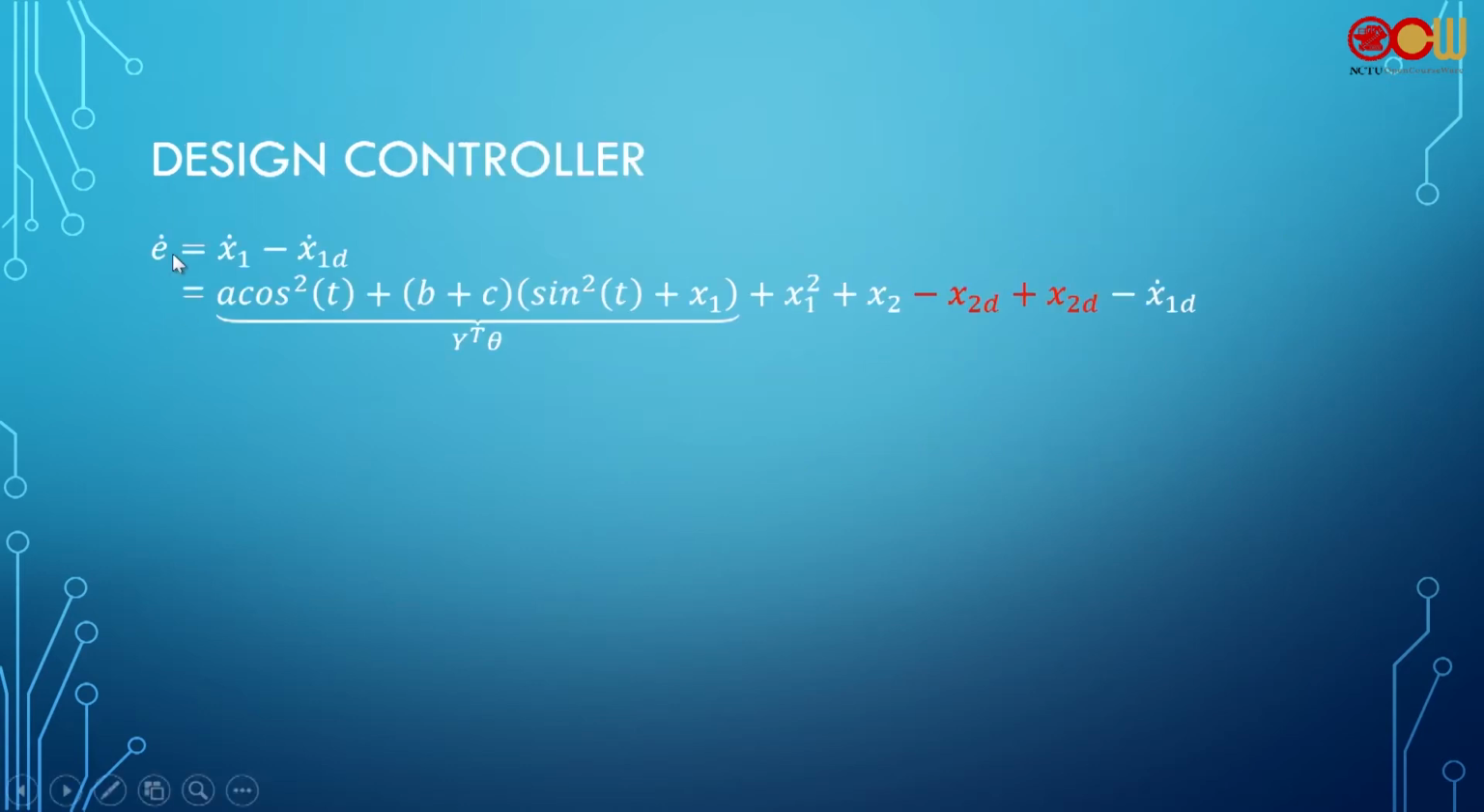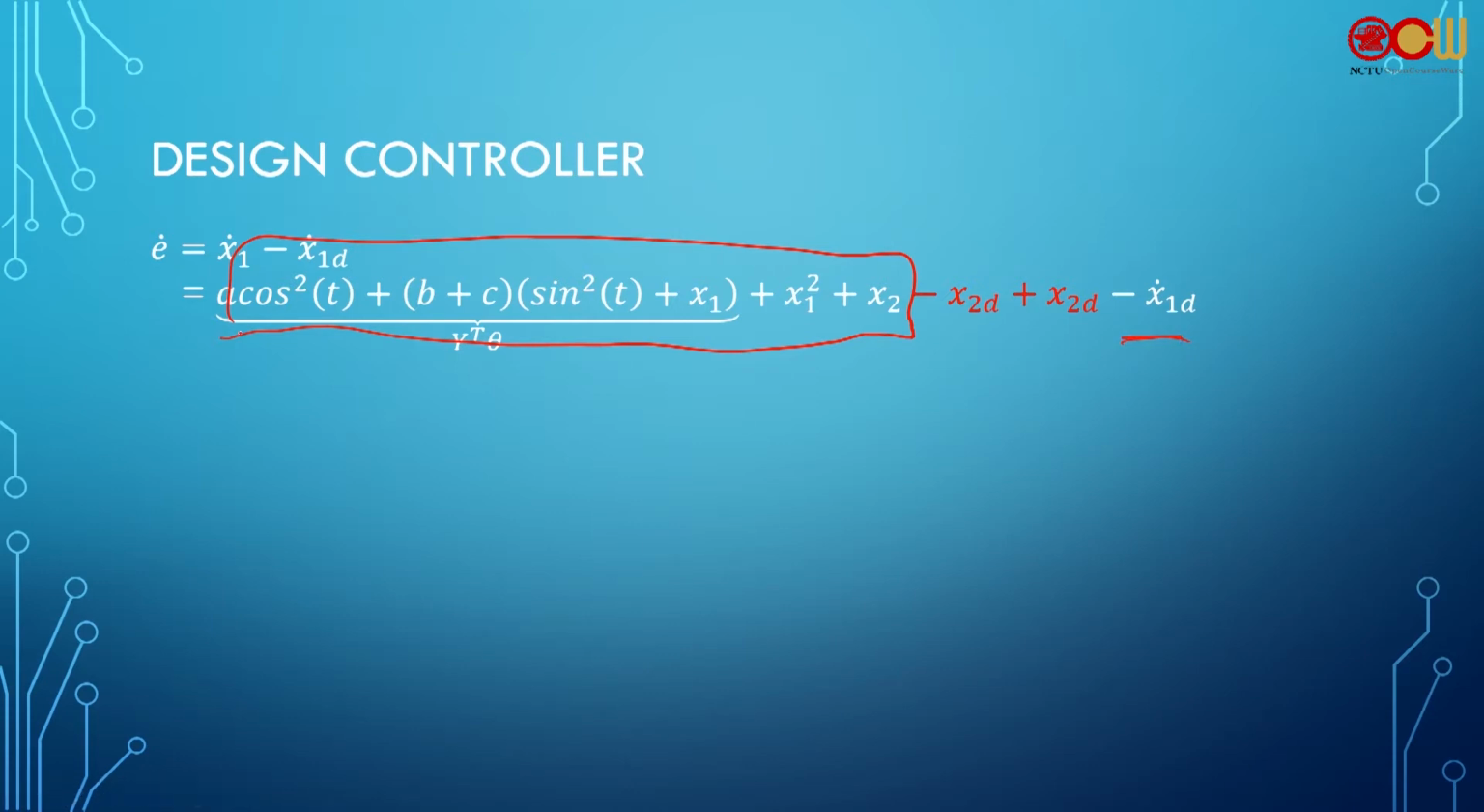Using the procedure, here's system 1. Because it's a tracking problem, we define a tracking signal E, which is the difference between x1 and x1d. And x1d is a desired trajectory which you can design. So you substitute the x1 dot dynamics, which is this, from here to here. All this is x1 dot minus x1d dot. And x2d is the virtual control input.